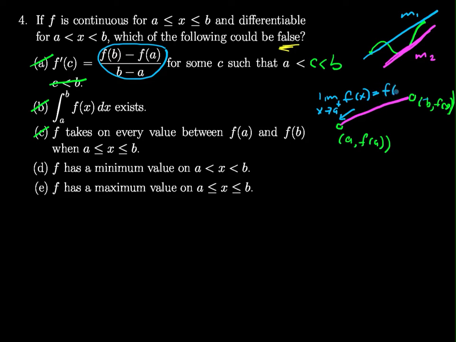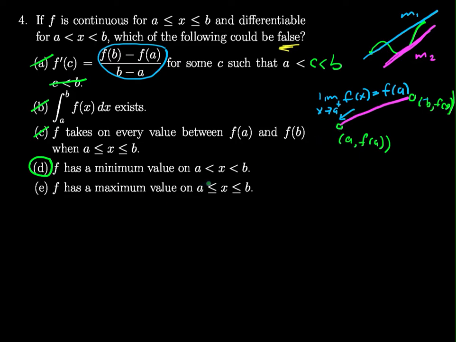So f of a is a lower bound of this. It's actually the greatest lower bound here. Only problem is it never actually gets there, so I don't actually get this minimum value. So this could be false. D doesn't need to be true in this case.